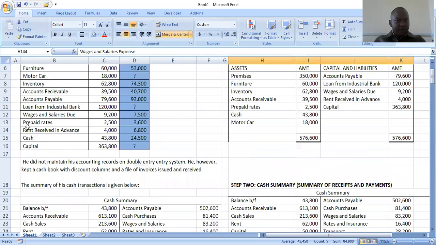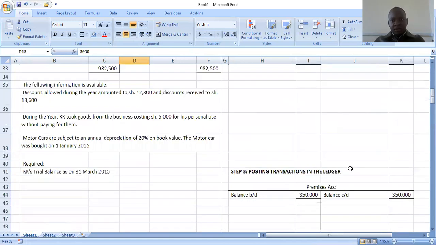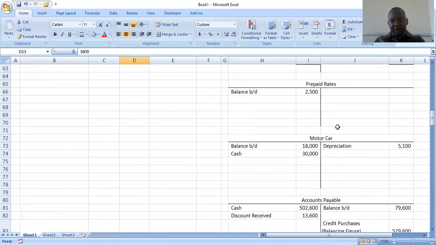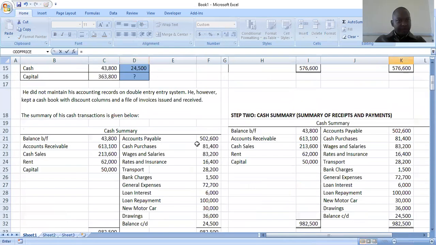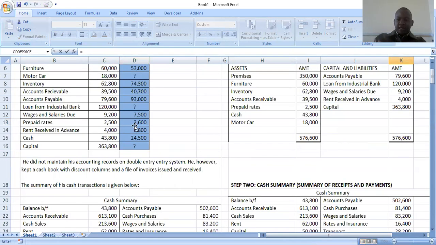The other balance you have is prepaid rates. Prepaid rates of 3,600. So the balance of prepaid rates at the end is 3,600. Prepaid rates is an asset, and assets will always have a debit balance. So therefore, for prepaid rates, the balance carried down should be on the debit side, and the amount is 3,600.